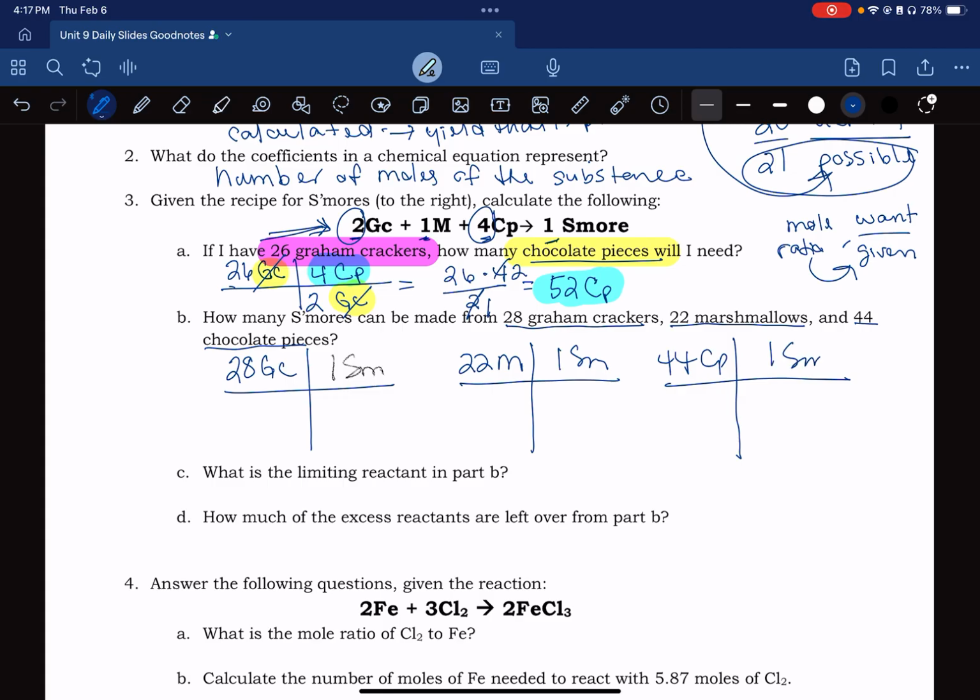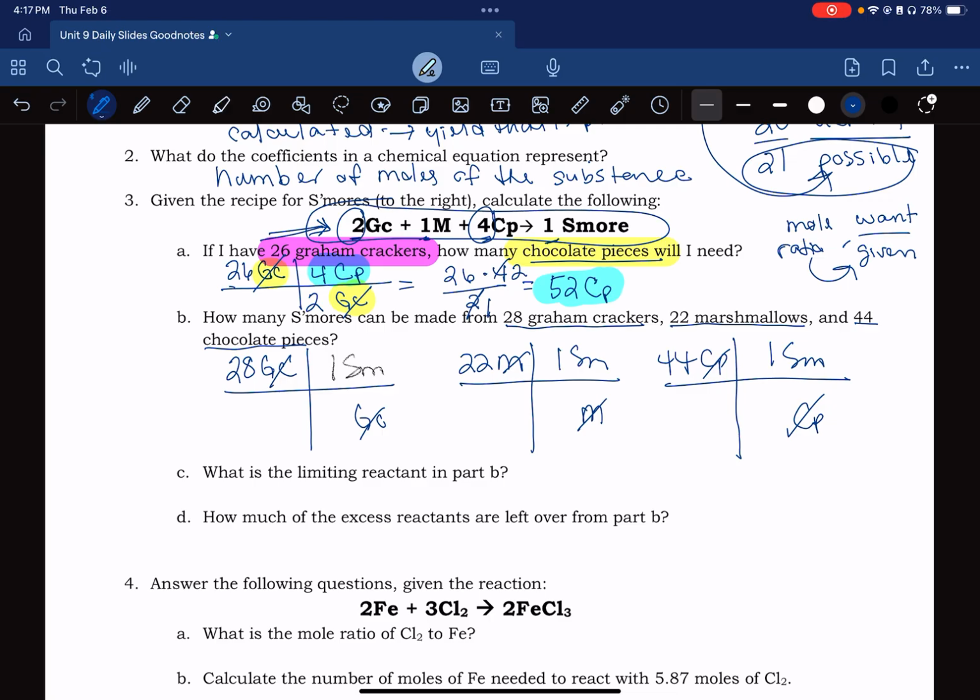So for all of these, we're going to have one s'more that we're trying to make. And on the bottom, we have to match the units so that they will cancel. So marshmallows have to cancel, chocolate pieces have to cancel. And so now we're going to go to our balanced equation up here at the top, and we're going to define these mole ratios so that we can use them.